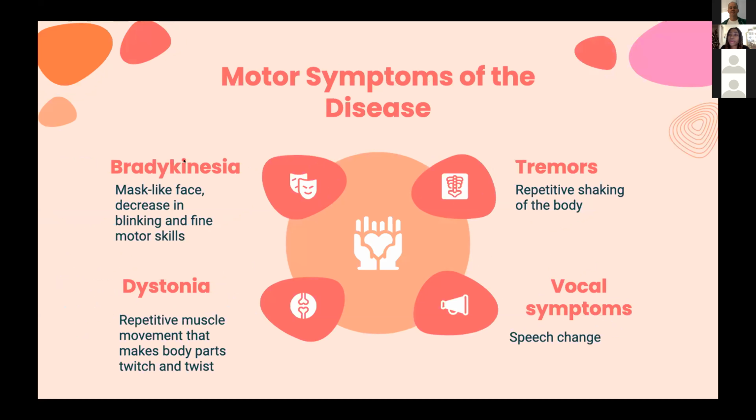For some motor symptoms of the disease, there is bradykinesis, which is a mask-like appearance, decreases in blinking and fine motor skills. This is also known as slow movement. Another symptom is tremors, which is a repetitive shaking of the body. And then there is a repetitive muscle movement that makes body parts twitch and twist, and then vocal symptoms such as speech change, so there will be a change in the speech or how they pronounce certain words.